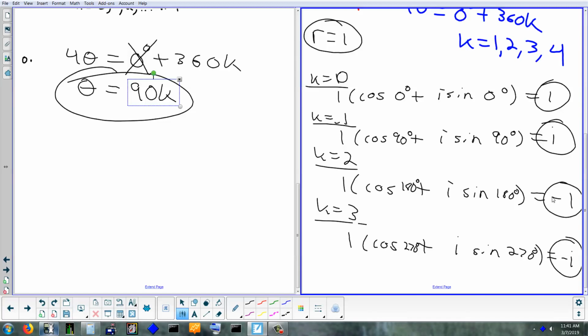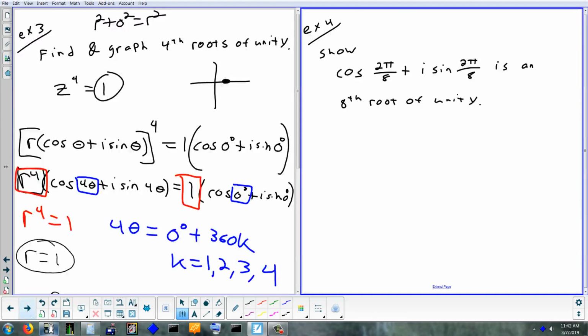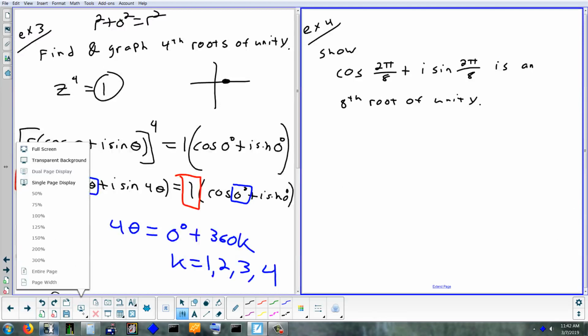Okay, we're going to try another one of those. And as I said, if you were to graph them, that's 1 unit right, 1 unit up, 1 unit left, 1 unit down. They're the vertices of a square. But just remember, you've got to find as many answers as the root you're looking for. All right, let's do this one because it's a little bit easier, and then we'll go back to one like that.